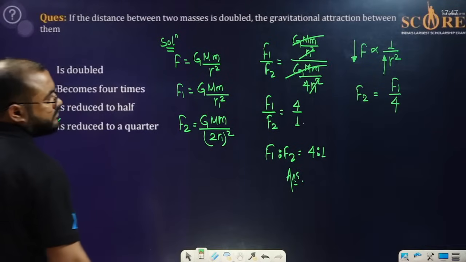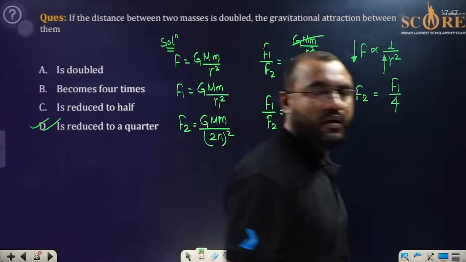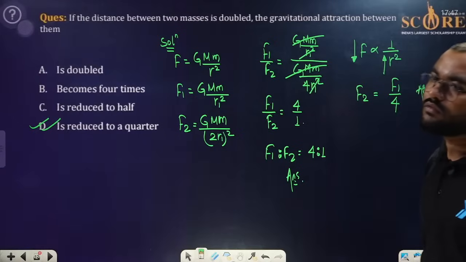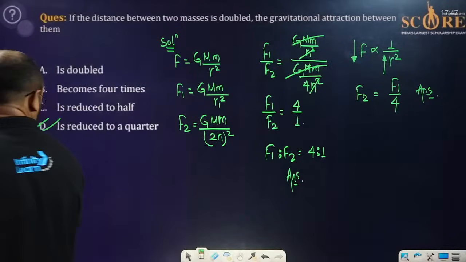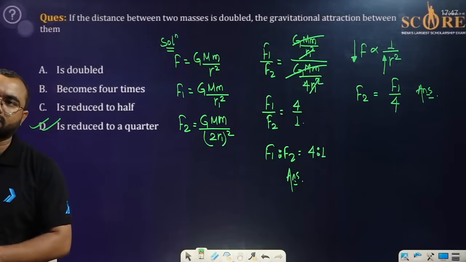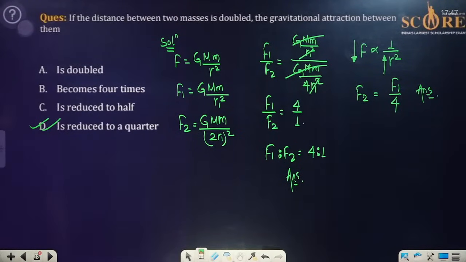So the answer to this question will be reduced to the quarter. I believe so. What do you say, people? It will be reduced to the quarter according to this. Please say F1 is to F2 equals 4 is to 1, that we all can understand. But what about the answer? People? Tell me. Can we say that it is 1 by 4th? Option D will be the correct answer.